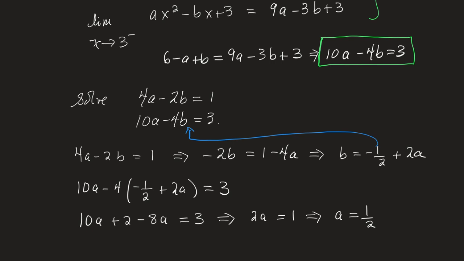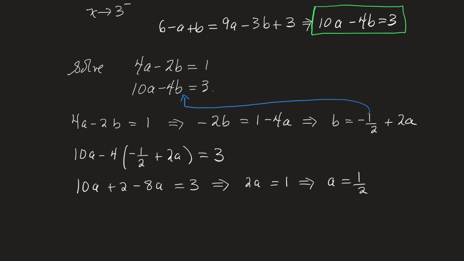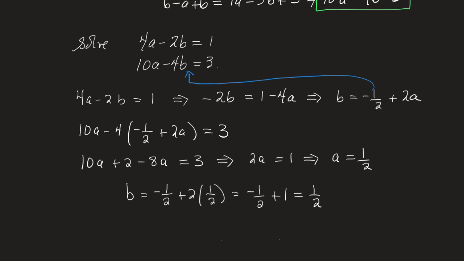Now how do I get b? Well, remember, b is minus 1/2 plus 2a. So I can get b fairly easily now. So b is minus 1/2 plus 2 times 1/2, which is minus 1/2 plus 1, so b is equal to 1/2. So then my solution to this entire problem is the values of a and b that will make f continuous everywhere: a is 1/2 and b is 1/2.